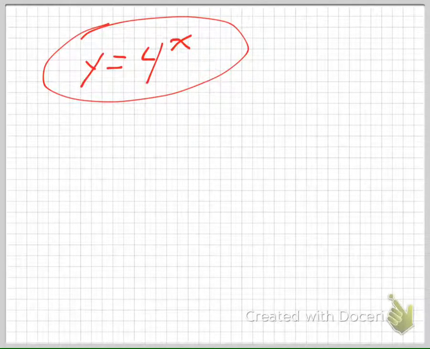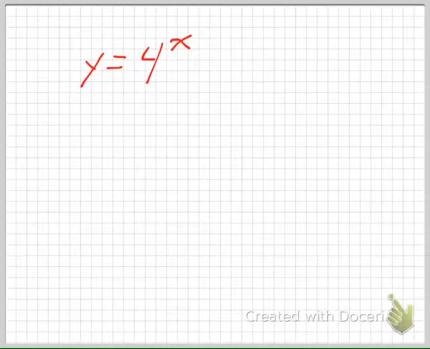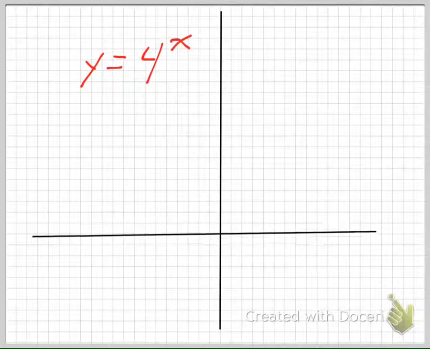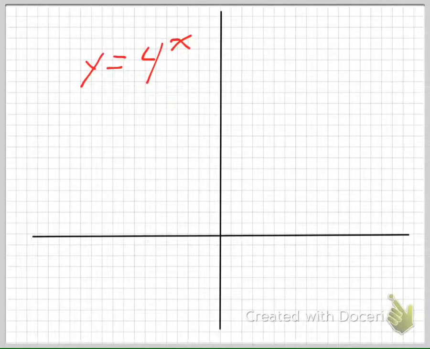Let me show you. Let me draw you the graph. I'll do it down here just so we can actually have a little bit of room. Okay, here we go. We're going to start this. How do we always start this so you can visually see it? What do we start with? If I want to graph this, what am I going to do?